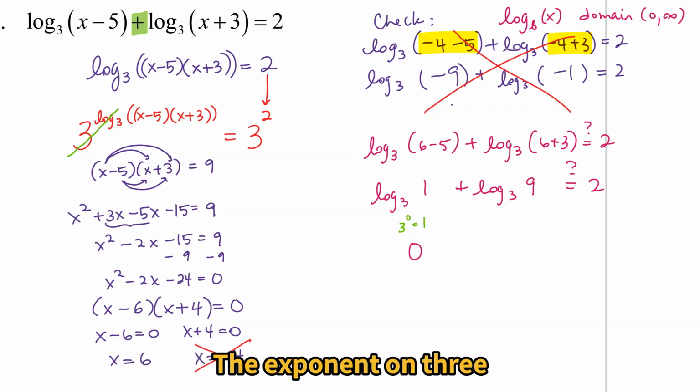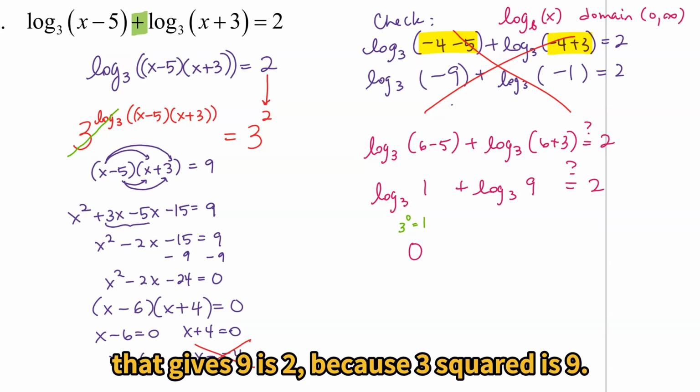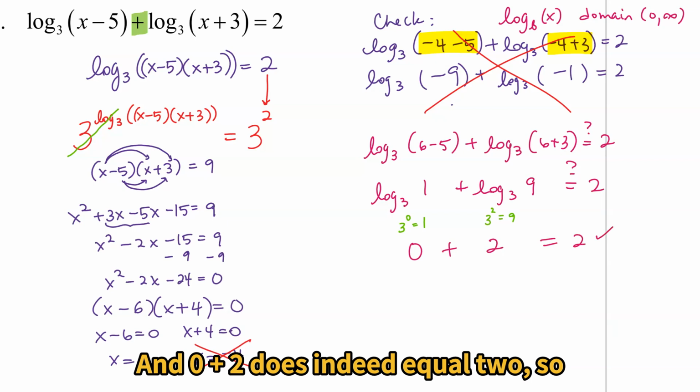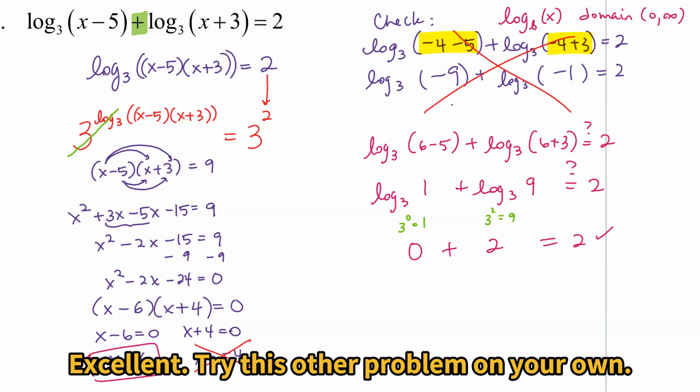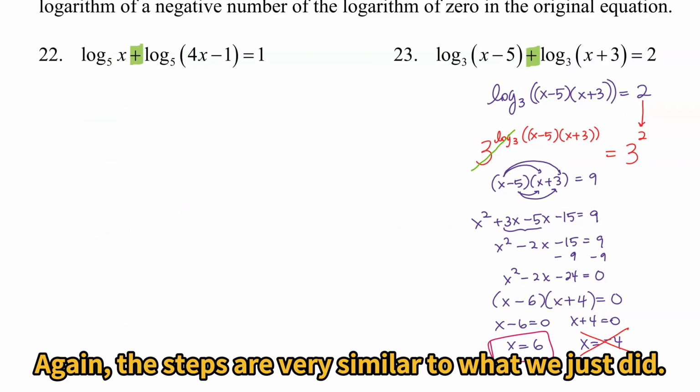The exponent on 3 that gives 9 is 2, because 3 squared is 9. And 0 plus 2 does indeed equal 2, so x equals 6 is my only answer. Excellent. Try this other problem on your own. Again, the steps are very similar to what we just did.